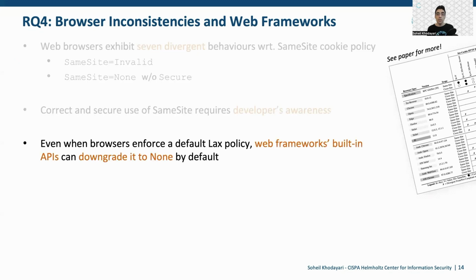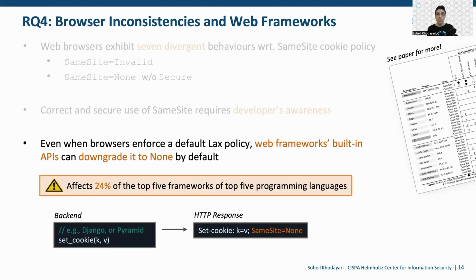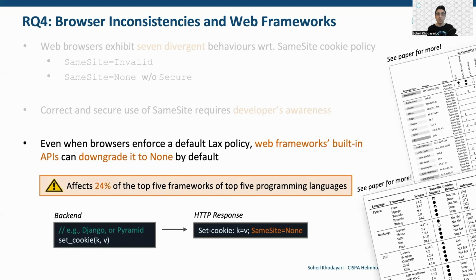Finally, even when browsers enforce a default LAX policy, web frameworks' built-in APIs can downgrade it to none by default. Specifically, we analyzed the top 5 frameworks of top 5 web programming languages and observed that 24% of them revert the LAX by default protection by implicitly setting a none policy when the developer uses the framework's set cookie built-in APIs. Again, for more information, please refer to the paper.